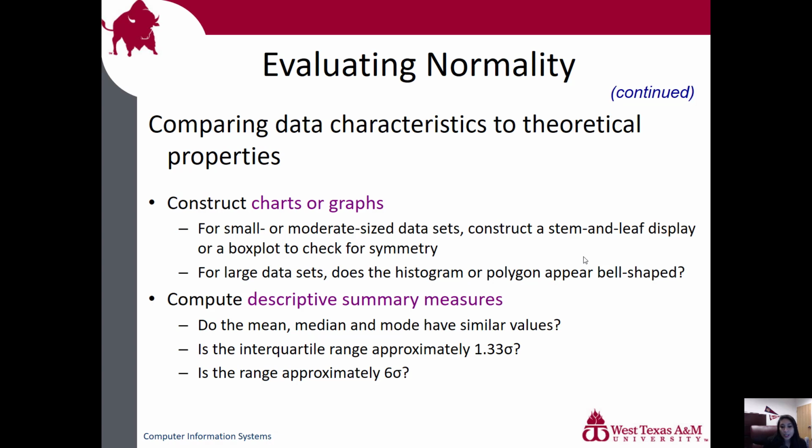We can also compute those descriptive summary measures. So the mean, the median, and mode, do they have similar values? That theoretical normal distribution, they should all be the same. And is the interquartile range approximately 1.33 standard deviations? And is the range approximately 6 standard deviations?